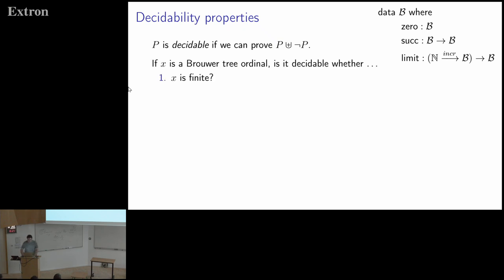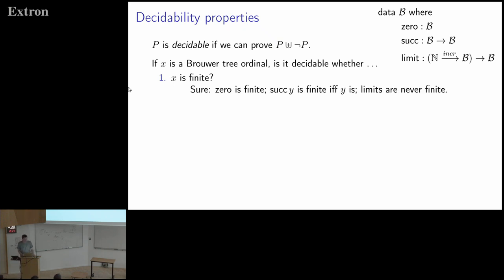Okay, so let's do a small quiz. Yeah, we're well in time. So let's say X is a Brouwer tree ordinal, is it decidable whether X is finite? And now, let me remind you of what I said earlier. So everything that you would reasonably expect holds. Who thinks that it's decidable whether X is finite? Okay, very good. It's indeed decidable.